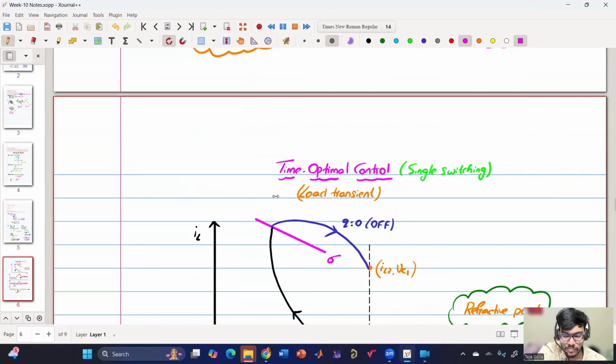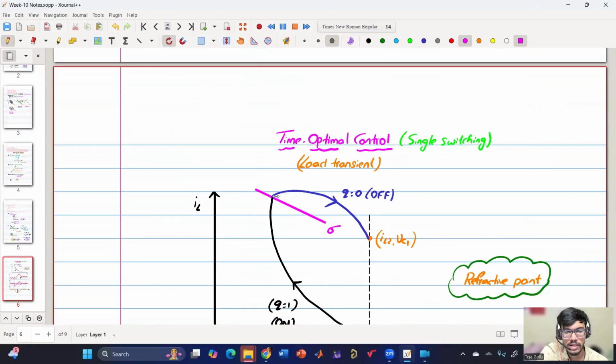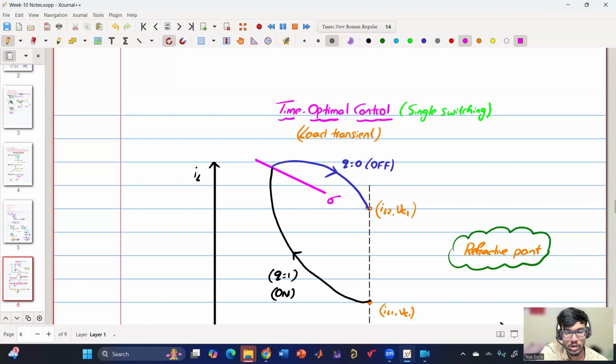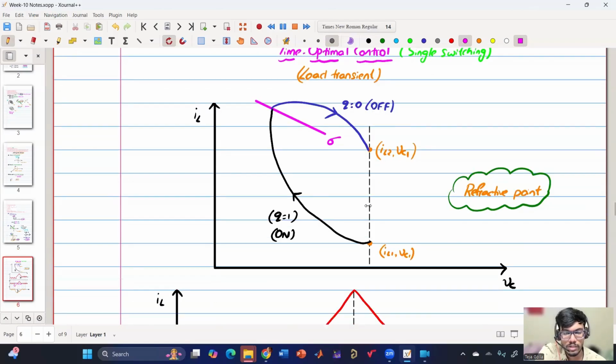Then we have discussed the other aspect, which is the time optimal control, where we have single switching. Within single switching, we are moving from one operating point to another operating point. Here also we have sigma, so it will hit sigma and then it will reach the new operating point. So now we need to find out the different parameters during this transient.